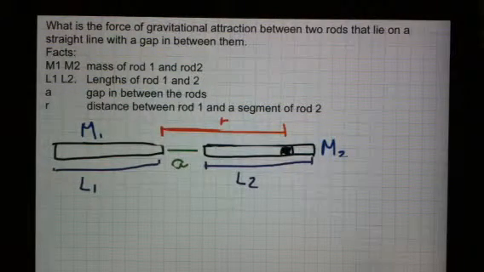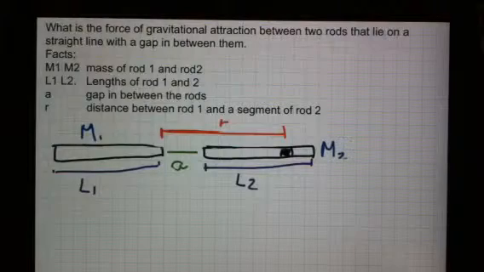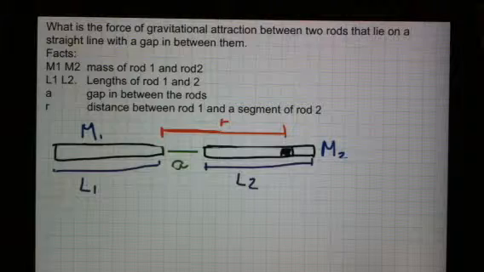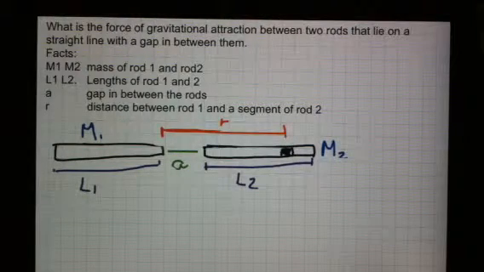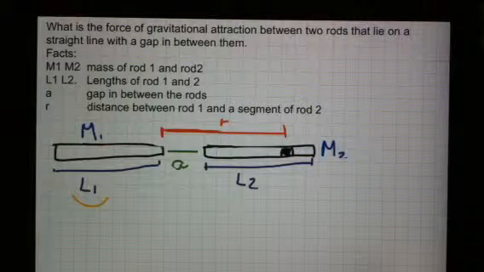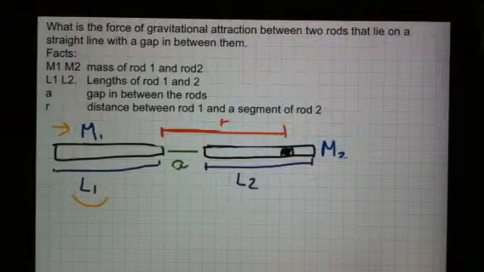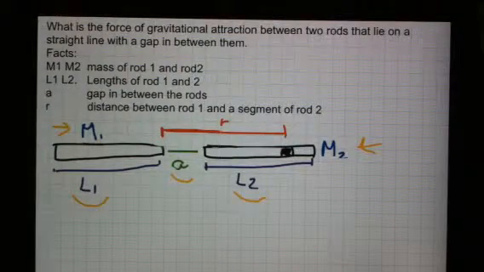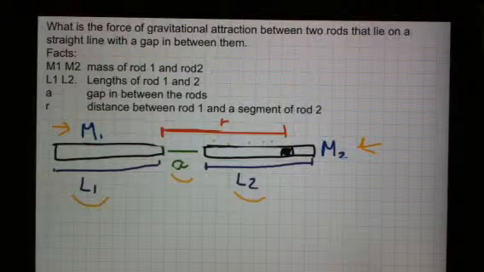In this problem, we're trying to figure out the force of gravitational attraction between two rods that lie on a straight line with a gap in between them. So this is the length of rod number 1, and this is the mass of rod number 1. Length of rod number 2, mass of rod number 2. A is the gap in between them, and R is the distance from rod 1 to any point on rod 2.